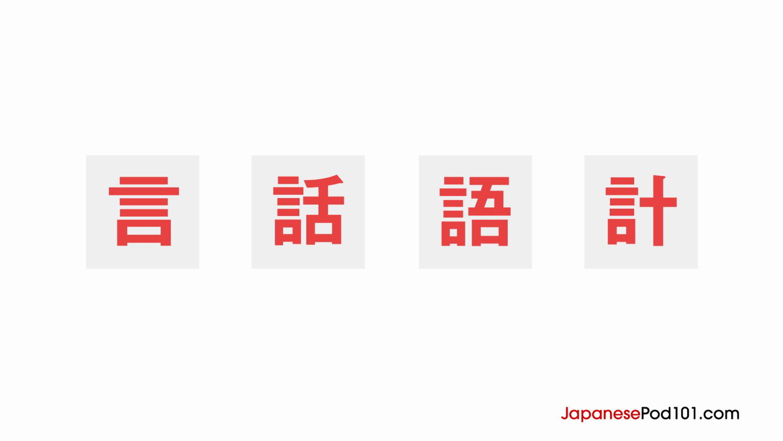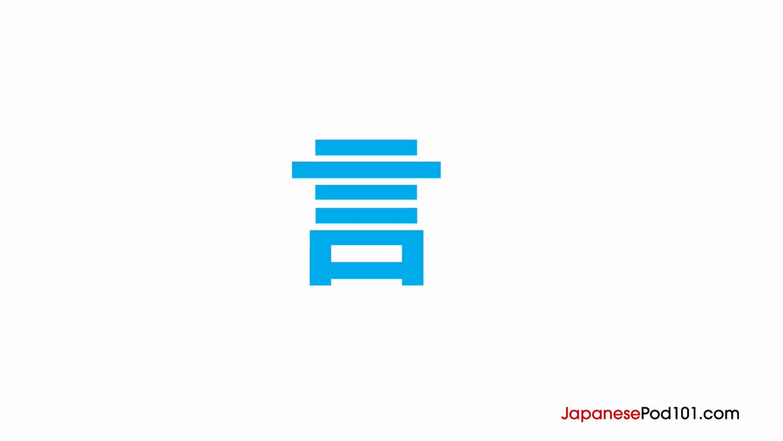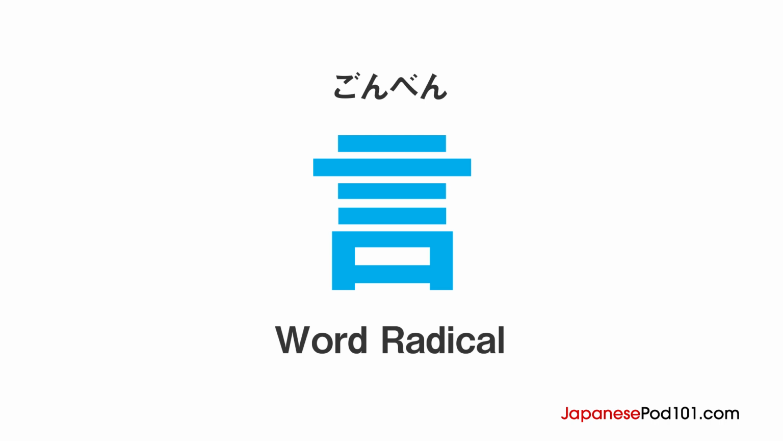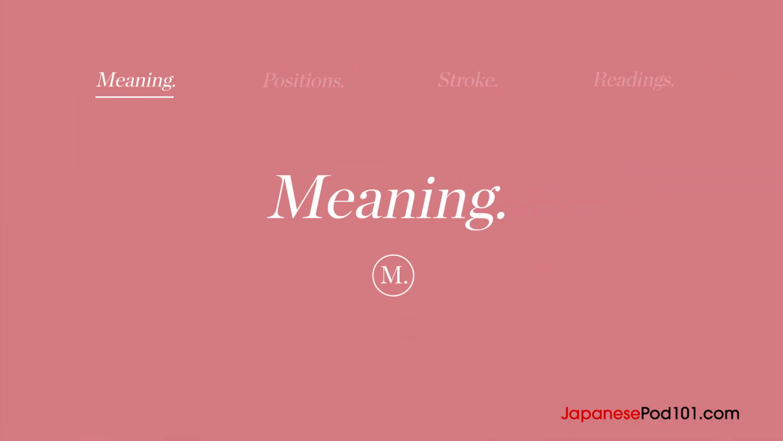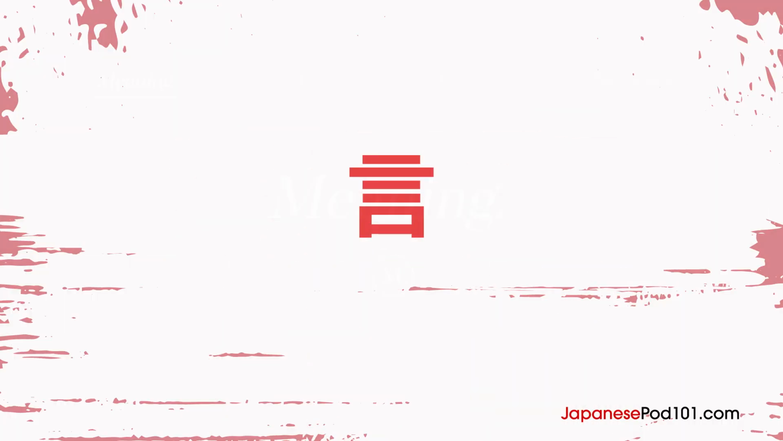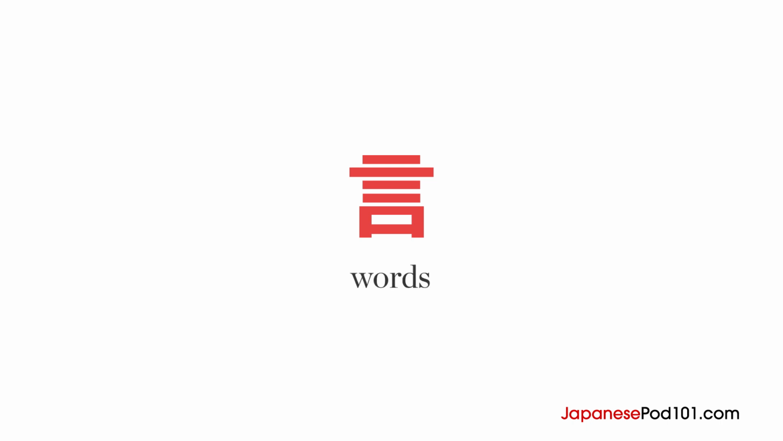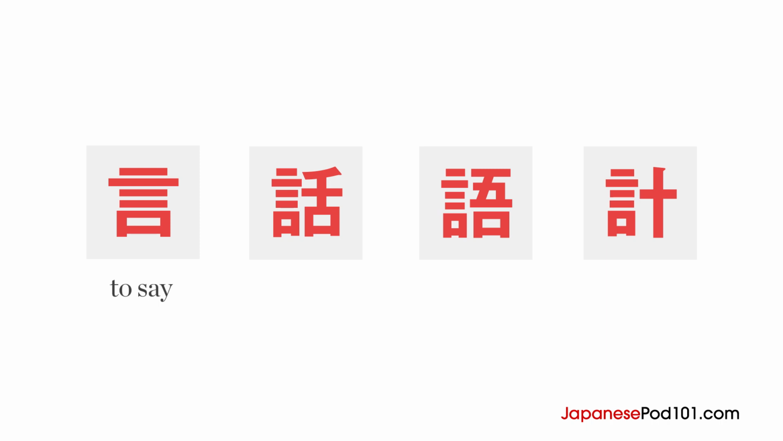First off, can you spot the radical that's common in all of these kanji characters? It's this part here. This particular radical is called gonben. The word radical is used in some of the most common kanji characters. Let's take a look at it in more detail. The meaning for the word radical relates to words or speech. From left to right, the first kanji means to say, the second means to talk or story, the third character means language, and the fourth character means plan.